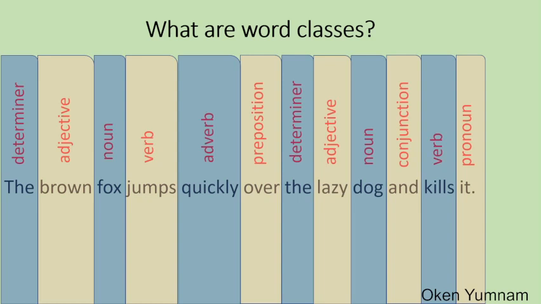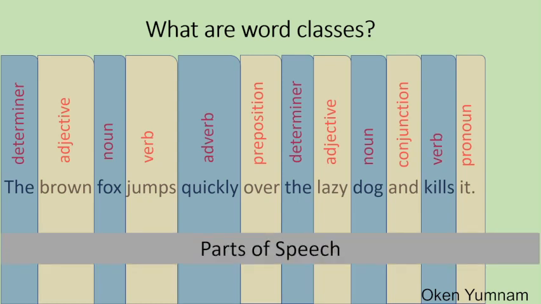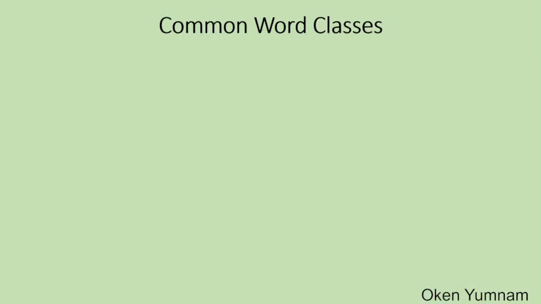Some grammarians call it parts of speech, and some other grammarians simply call it word classes. So these are the word classes. Let's see in detail here again. So what are the common word classes that we find in most books written by grammarians?